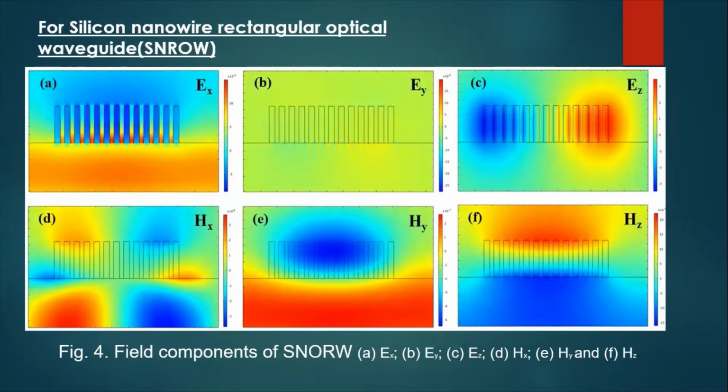Now, moving on to the silicon nanowire rectangular optical waveguide, that is SNROW. A similar modal analysis has been done here. In the first row, for the fields, you can see that in the x direction, the electric field has high intensity values in the regions between the silicon nanowires. From this, we can conclude that the mode is quasi-TE.